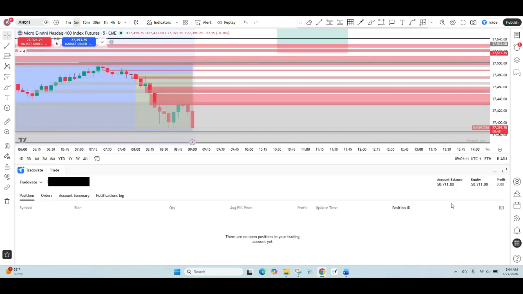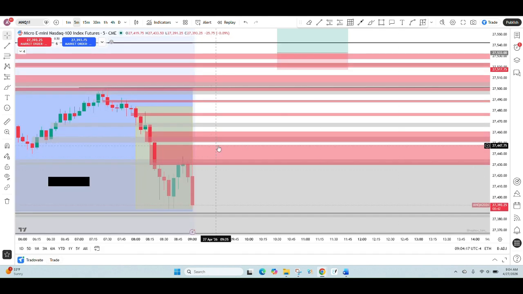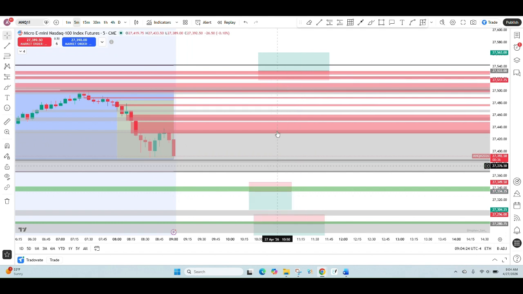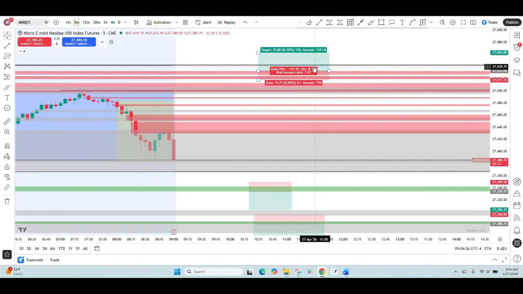My current balance in this account is $50,711. All right, so let's see what the day holds. I'll be back later once the market gets to be close to one of these levels that I've already marked out.